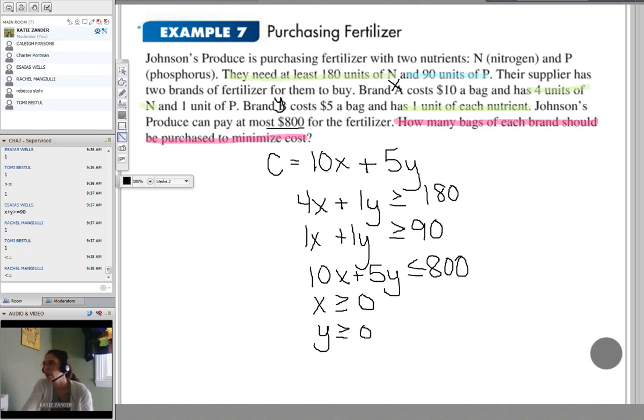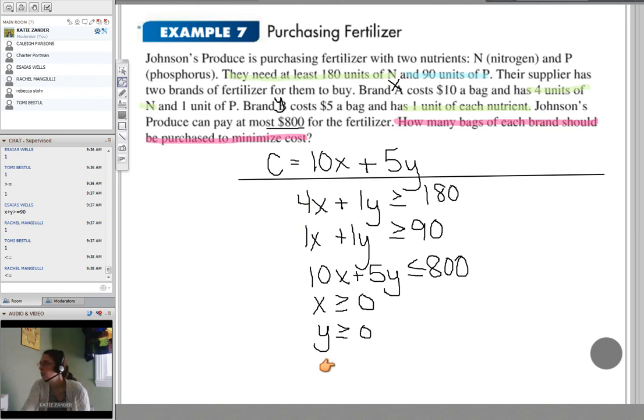So we do not graph the objective function, by the way. So that does not get graphed. Only the constraints do. So these 5 inequalities right here. So let's go ahead and go to our GeoGebra and see what our feasible region is going to look like here.